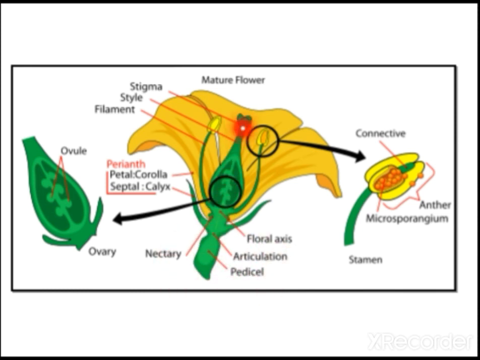Here you can observe the ovary, style and stigma. Together these are known as gynoecium, and this is androecium. This is the filament and anther. Can you see the anther cross section? It has been shown here. You can observe the microsporangium. In the microsporangium, the pollen matures. After maturation, it dehisces to liberate.